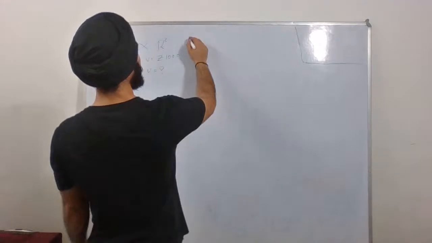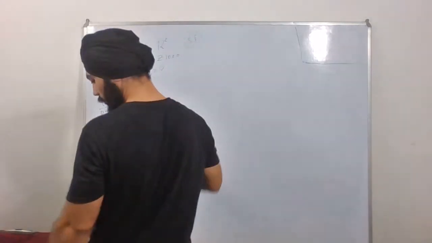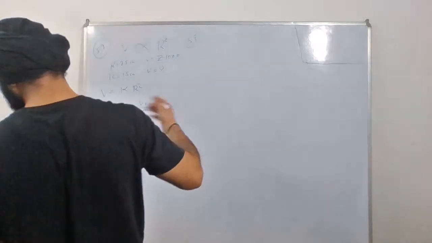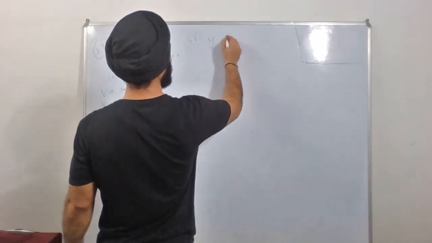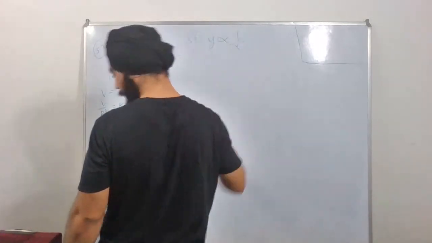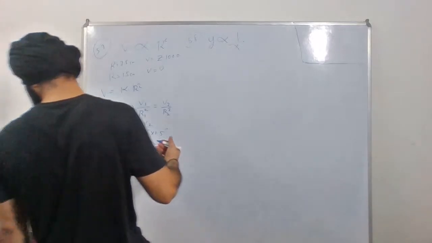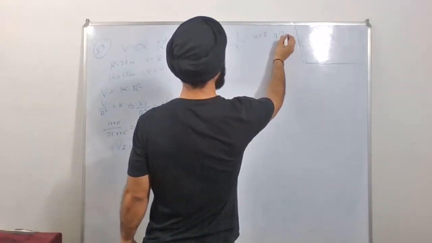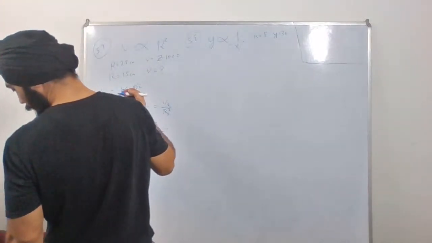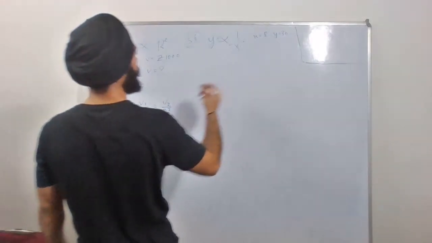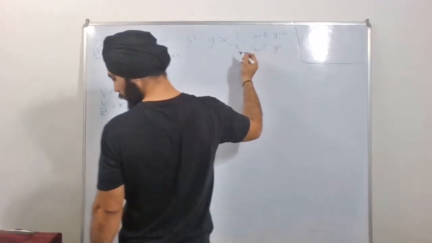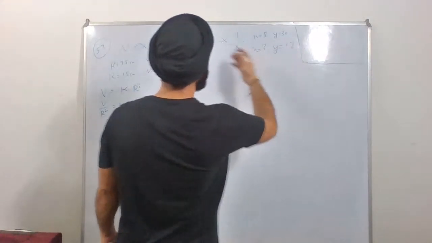And there is question number 58. In this question, they are saying y varies inversely as x. Y varies inversely as x. When x is equal to 8, y is equal to 30. What will be the value of x if y is equal to 12? The same thing.